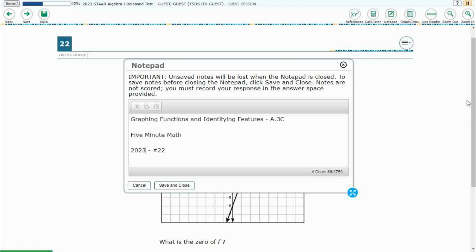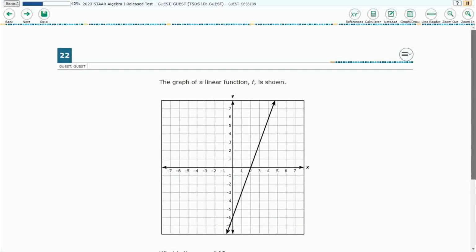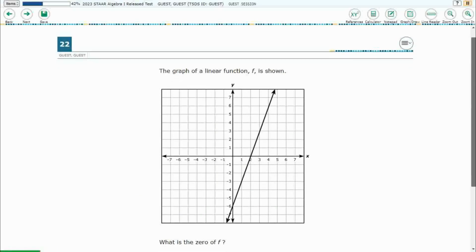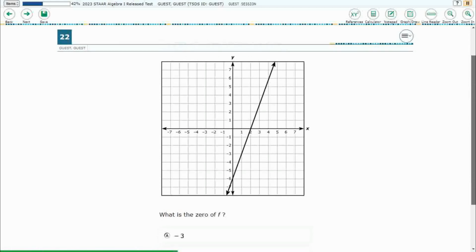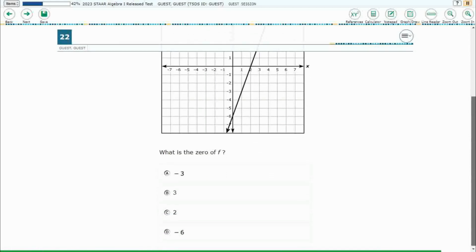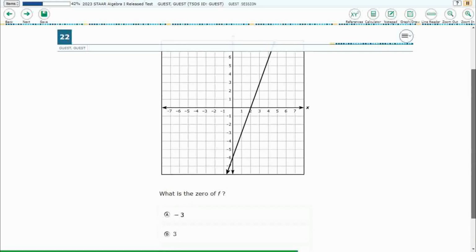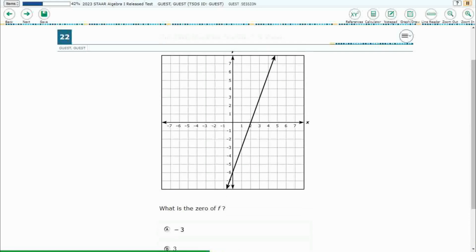Today we are looking at the Algebra 1 concept of graphing functions and identifying features. This is standard A.3C in the great state of Texas, and we are using item number 22 of the 2023 released STAAR test. If you haven't done so already, please take a moment to pause the video, work this problem out on your own, unpause it, and we will look at our answers together.